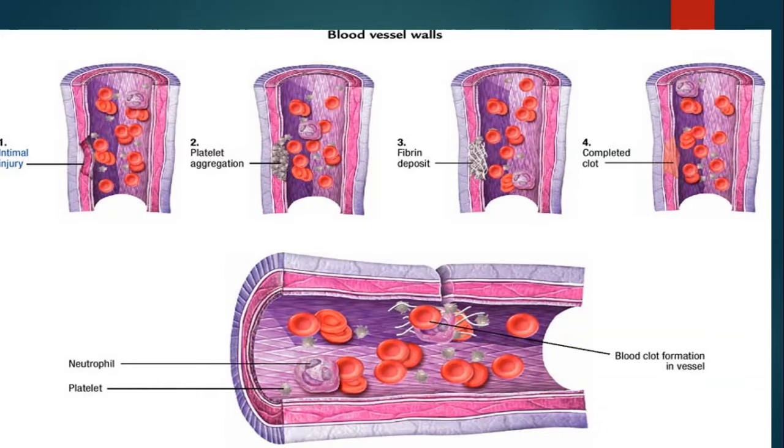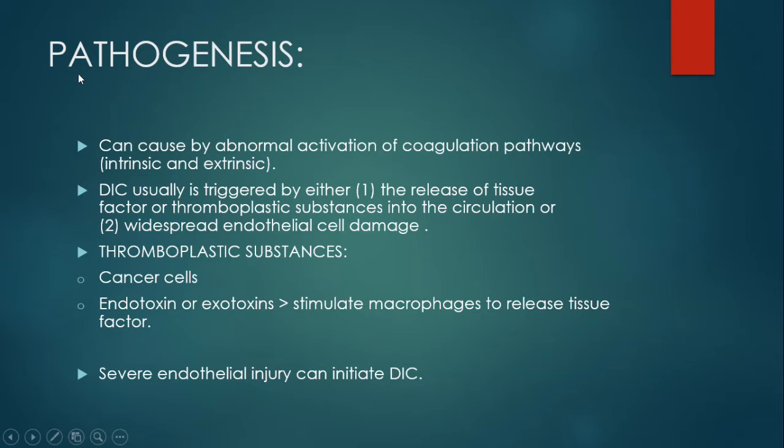Let's discuss pathogenesis, how it can be caused. It can be caused by abnormal activation of the coagulation pathway, intrinsic and extrinsic. We have discussed these two pathways in hemostasis in great detail. So how can these pathways be activated? DIC is usually triggered by either the release of tissue factor or thromboplastic substance into circulation or widespread endothelial cell damage.